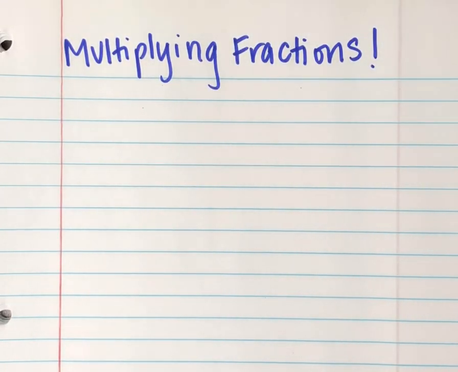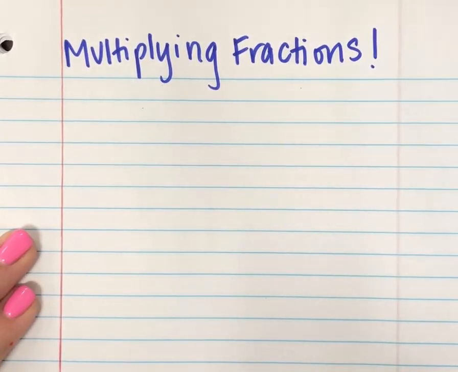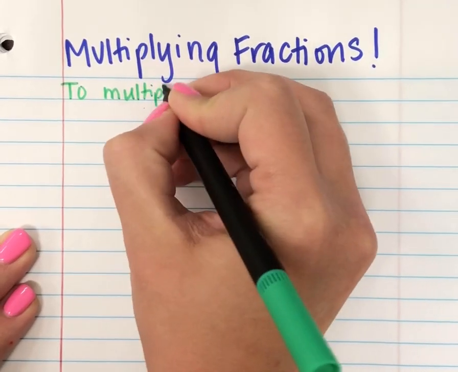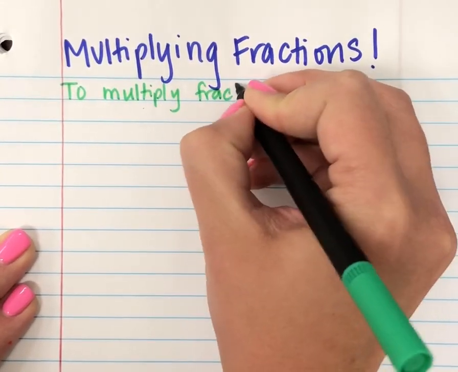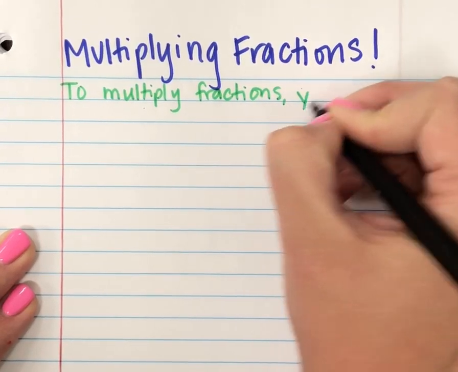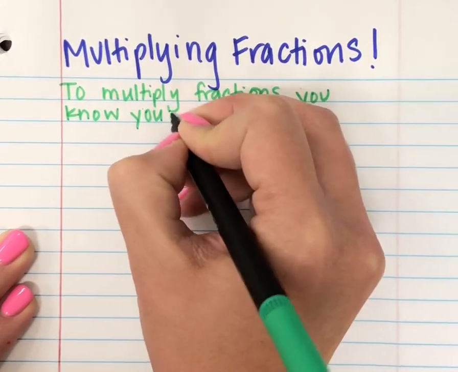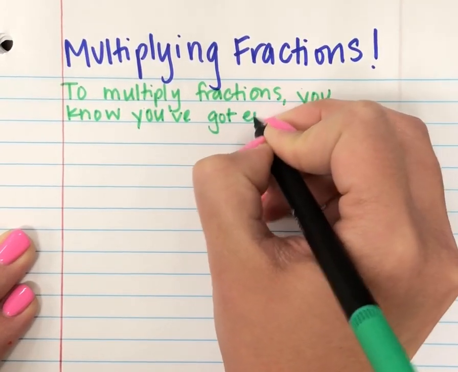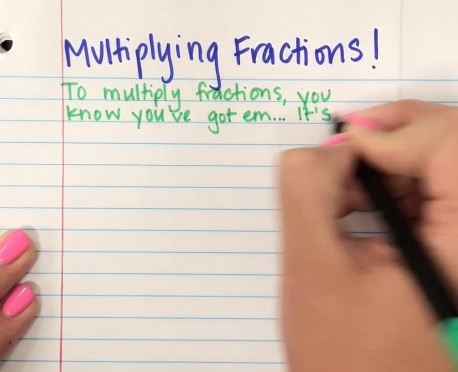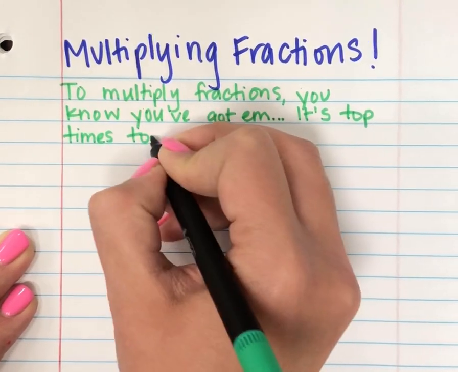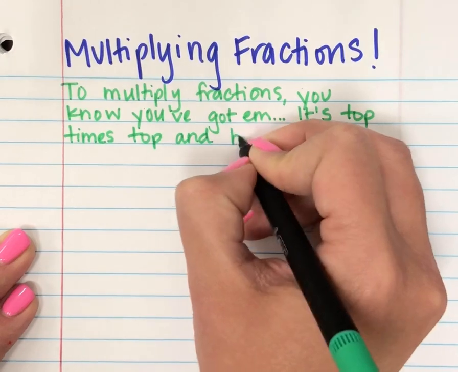So that's why we're gonna go ahead and write this little rhyme. And it's really gonna be to your best benefit if you would memorize this. It's kind of catchy, so hopefully it'll be easy for you to memorize. So it says to multiply fractions, you know you've got them. It's top times top, and bottom times bottom.